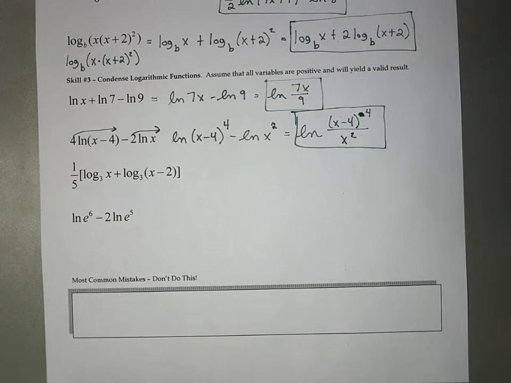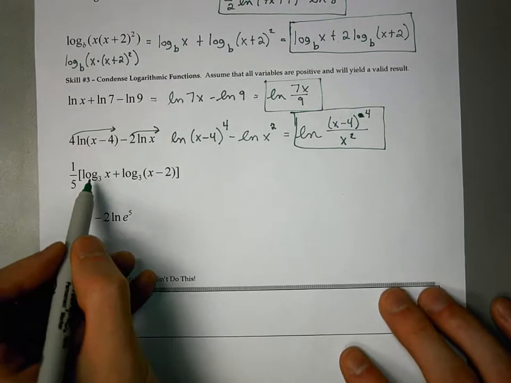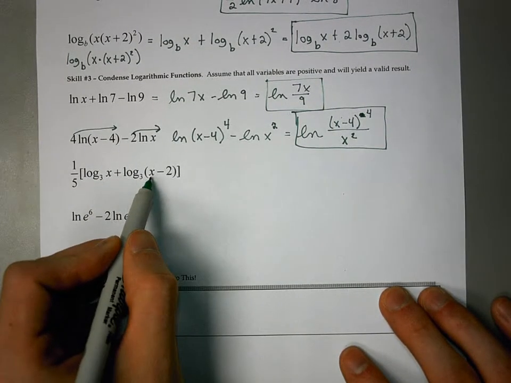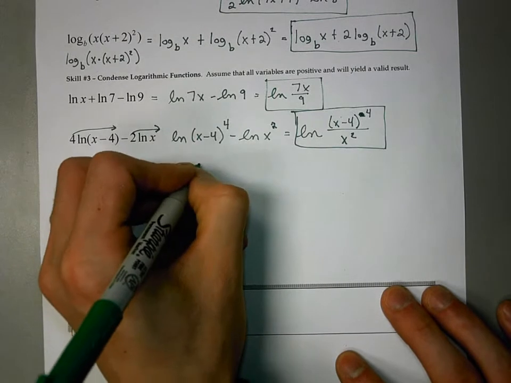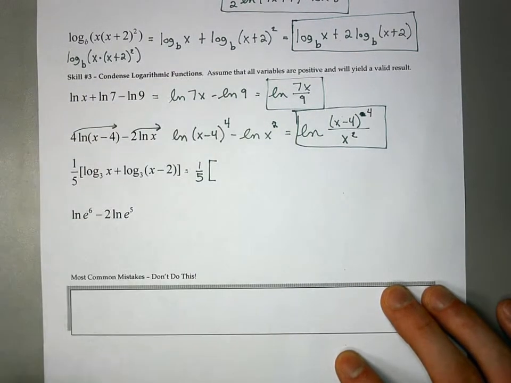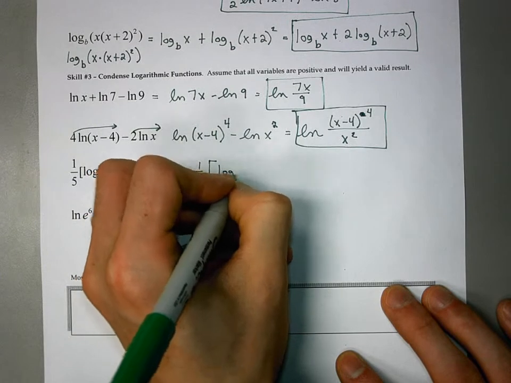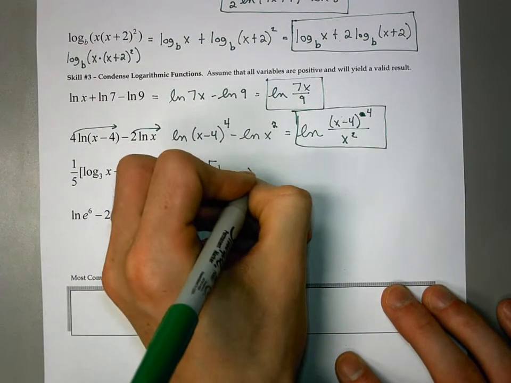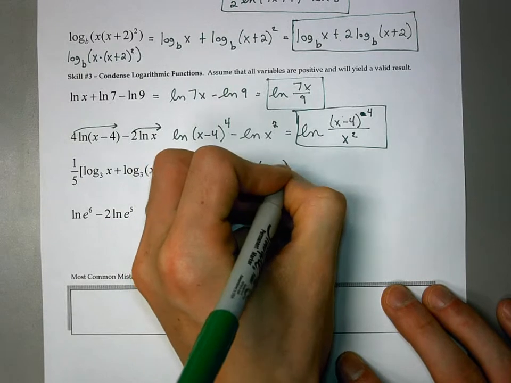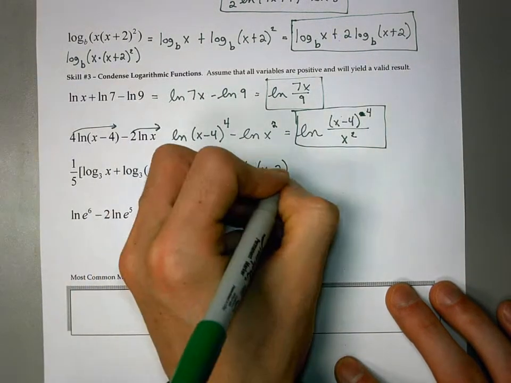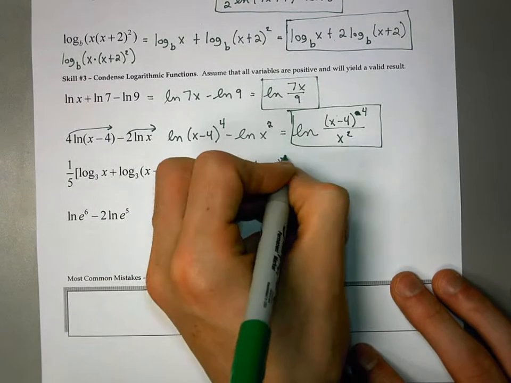The third one that we have here is we've got a power property outside of the brackets. So we'll start by simplifying inside the brackets first and then work our way out. So this is one of those times you want to do inside the parentheses first. So here log base 3 of x plus log base 3 of x minus 2, that right there is a product property. So I can rewrite inside my brackets log base 3 of x times x minus 2, and this whole quantity is inside parentheses.